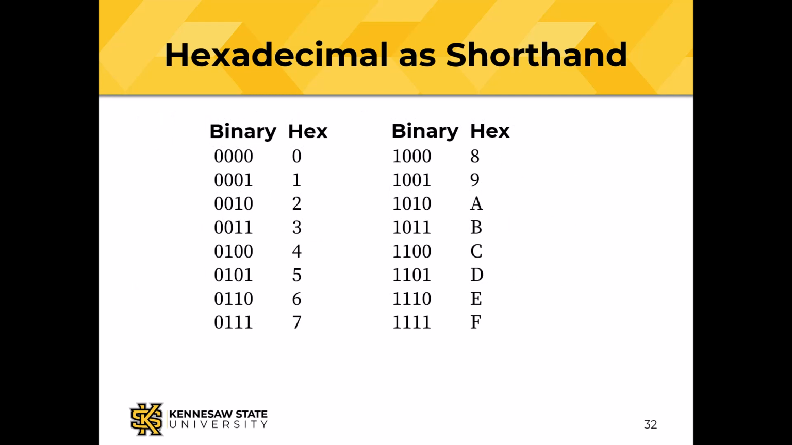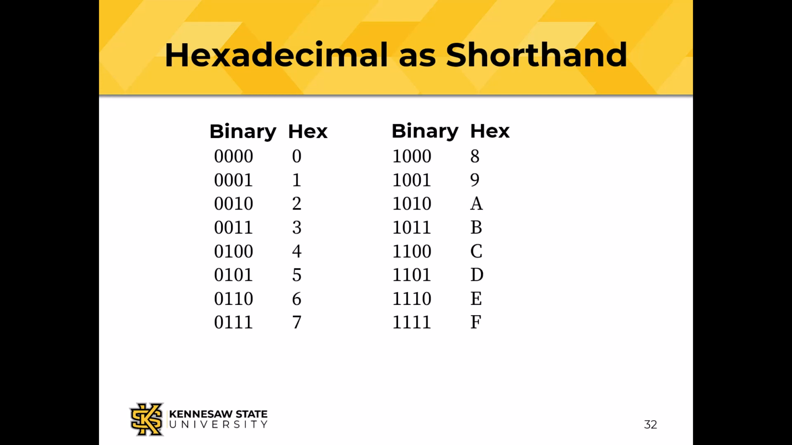Binary 0000 is a hex 0. Binary 1 is a hex 1. Binary 2 a hex 2. Skipping down, binary 7, 0111, that's a hex 7. 1000, that's a hex 8. 1001 is a 9. And then we get into letters. 1010, A. 1011 is a B. 1100 is a C. 1101 is D. 1110 is E. And 1111 is F.